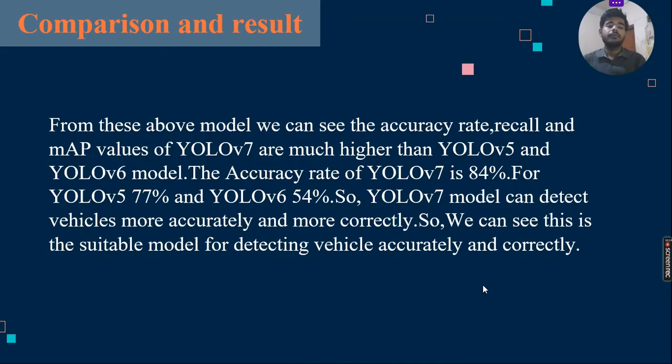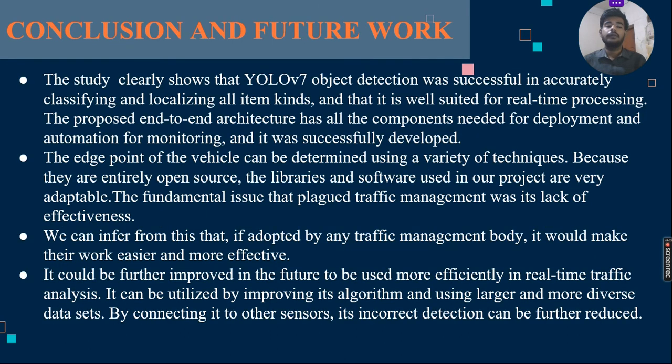Comparison and result. From the above models, we can see the accuracy rate, recall, and mAP (mean average precision) values of YOLO V7 are much higher than the YOLO V5 and YOLO V6 models. The accuracy rate of YOLO V7 is 84%, for YOLO V5 77%, and YOLO V6 is 24%. So the YOLO V7 model can detect vehicles more accurately and more correctly. So we can see this is the suitable model for detecting vehicles accurately and correctly.